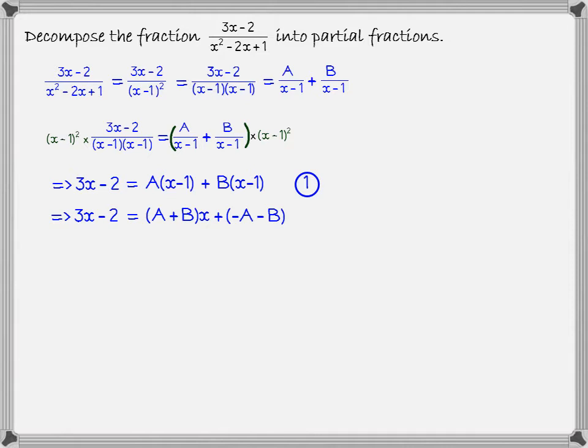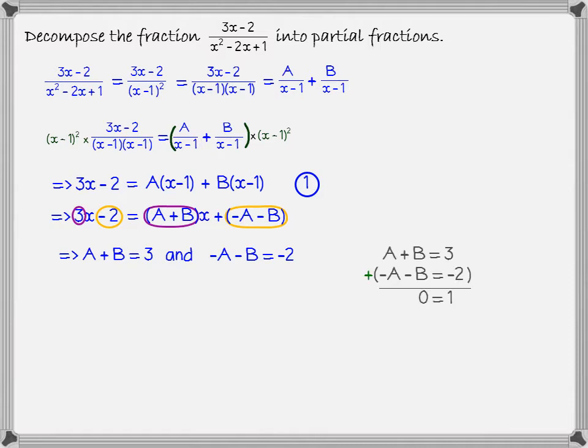Comparing the coefficients of x, we see that a plus b is equal to 3, and comparing the constants gives me that minus a minus b is equal to negative 2. If we solve these two equations simultaneously by adding the equations to each other, we get 0 is equal to 1, which means there is no solution for a and b. This implies that we cannot find any decomposition of 3x minus 2 over x minus 1 squared of the form a over x minus 1 plus b over x minus 1.